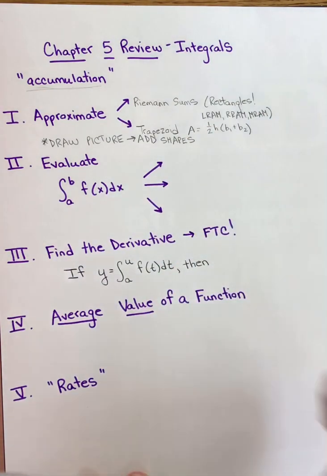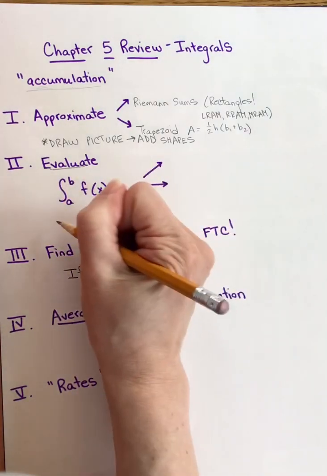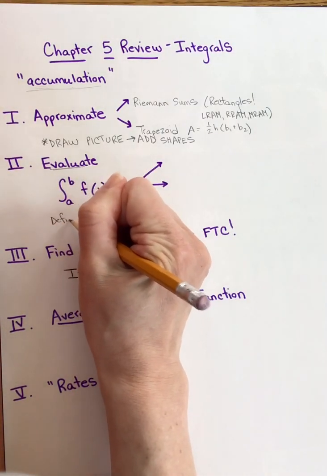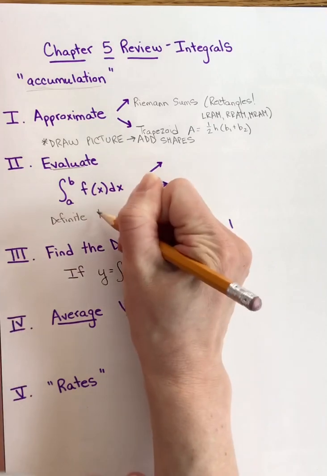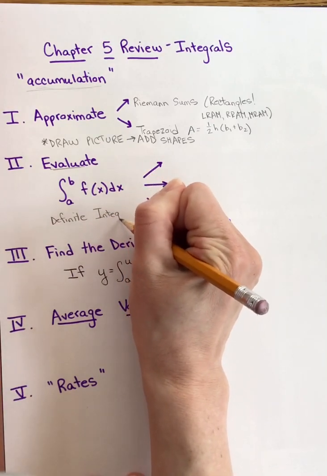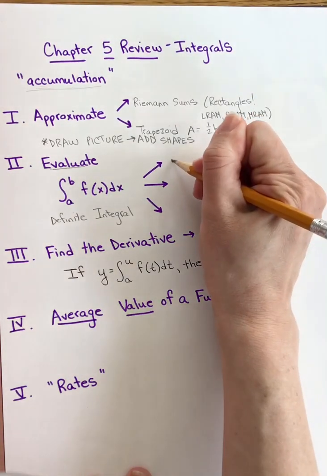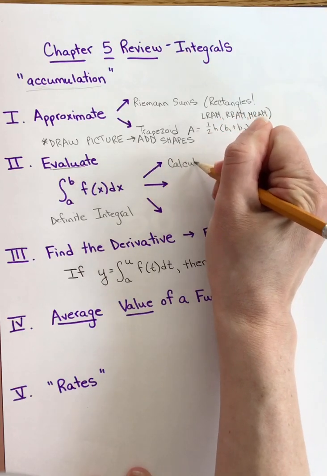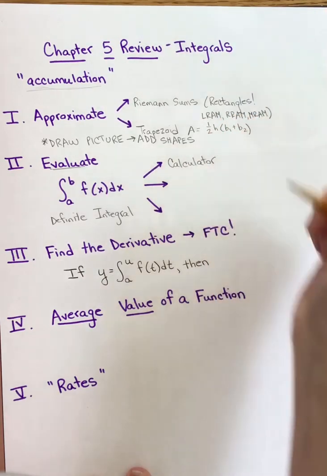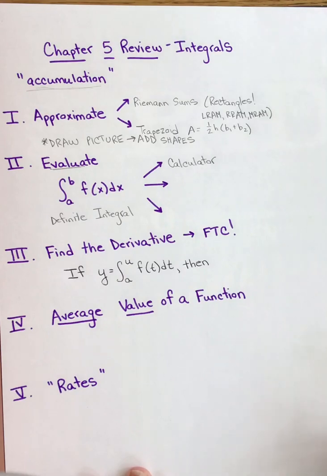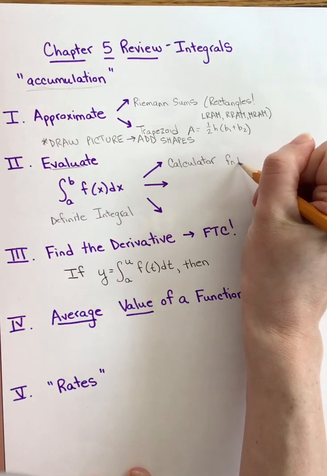The next skill we did was evaluate. This was our definite integral. A definite integral has a definite answer. There are three main ways that we can evaluate. The first one, if it's a calculator question, you should probably use your calculator. So you can go ahead and type it into math, fnInt, and use your calculator.